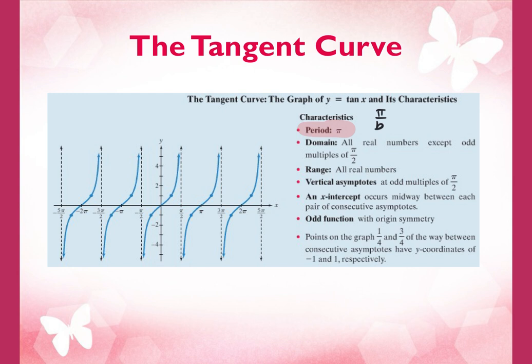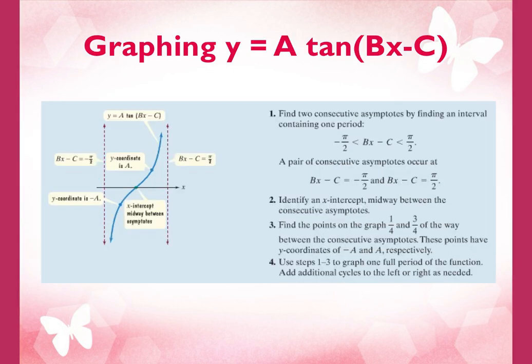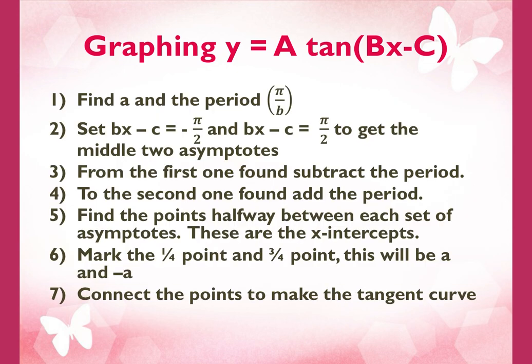They have origin symmetry. And then on the bottom it says we're going to find the points that are a quarter of the way and 3/4 of the way to give you your A and negative A. So here's what we're going to do. The first thing we're going to do for tangent is find A, which is still at the front. If it's positive, then my arrows point up to the right and down to the left. If it's negative, that reverses. Then we're going to find B, which is still in between the trig function and the x, and we're going to find the period. This time it's pi over b.